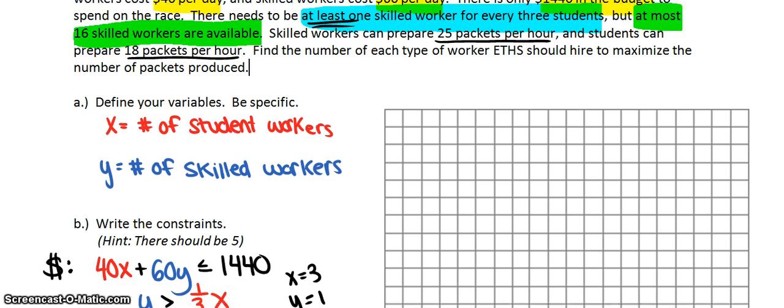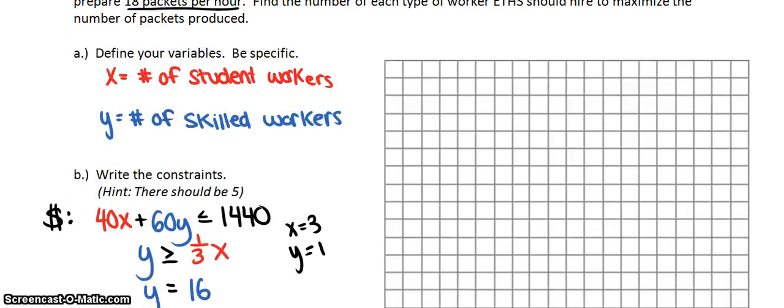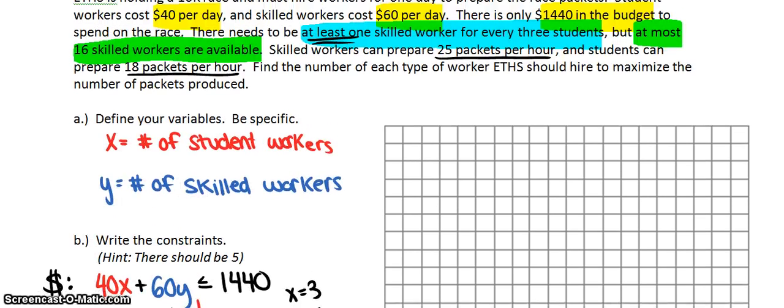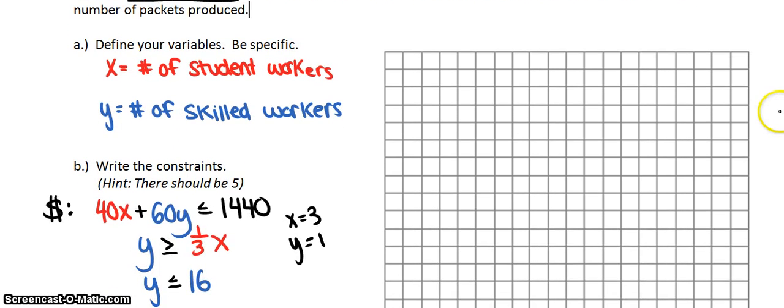skilled workers are available. So at most means there are 16 workers that are available. I don't need all 16, but I definitely can't have more than 16. So it has something with y equals 16, but since it says at most, it means that y cannot be greater than 16. So y has to be less than or equal to 16. These are all inequalities. Okay, so that's all the information I highlighted, and then you're probably thinking, wait, you told me there should be 5. The reason there's 5 is because this is a real context, and x and y are real quantities of things.